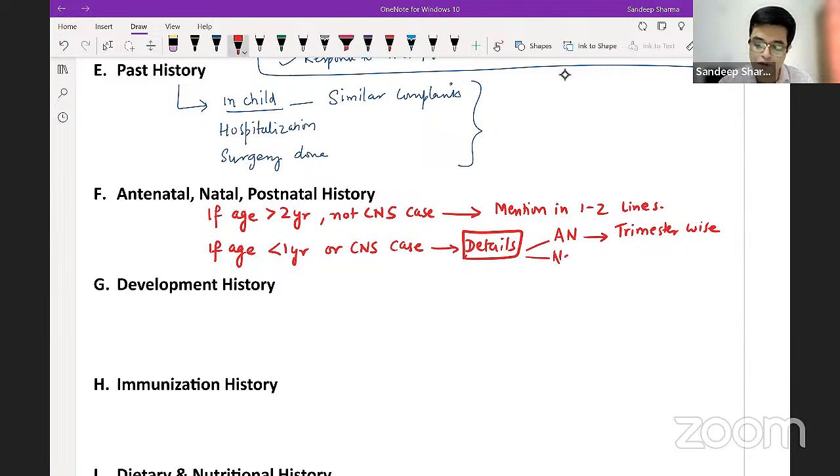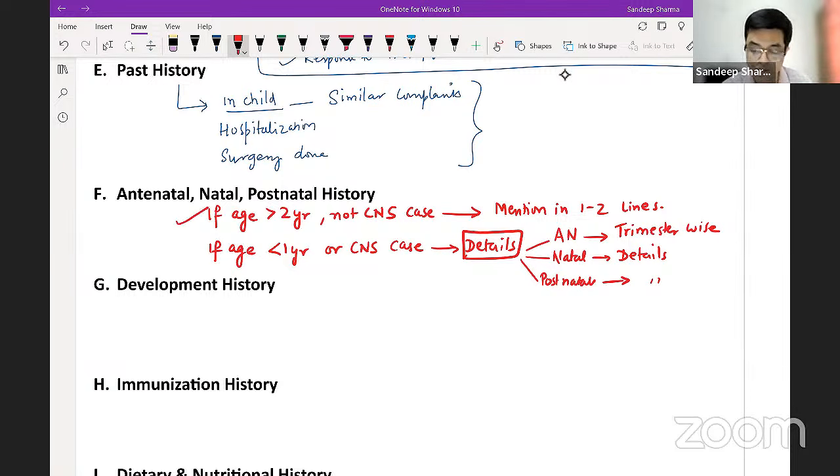Natal history, you will go into details. You will ask about whether it was a spontaneous onset of labor or it was induced, where did the delivery happen, if it was cesarean, what were the indications, and whether the child cried at birth, APGAR score, and any immediate intervention needed during that time or not. And thirdly, postnatal history, you will ask about any jaundice in the first week, any immunization immediately given to the child or not, whether child required hospitalization for a few days or observation in nursery or ICU for some time or not. So postnatal also, details need to be taken.